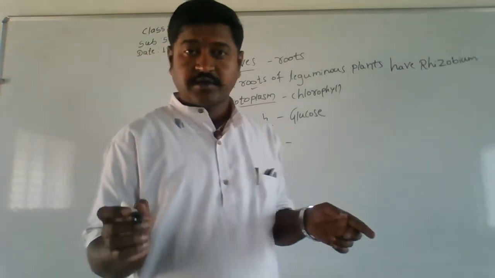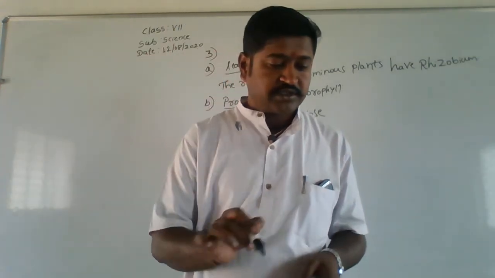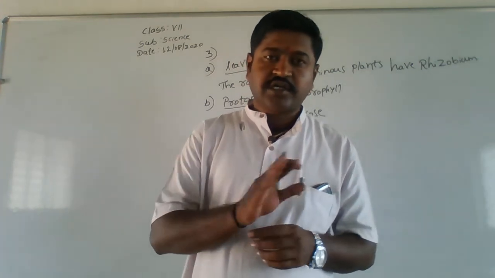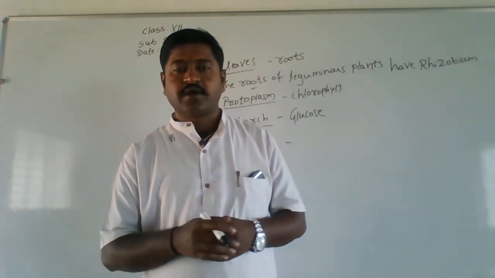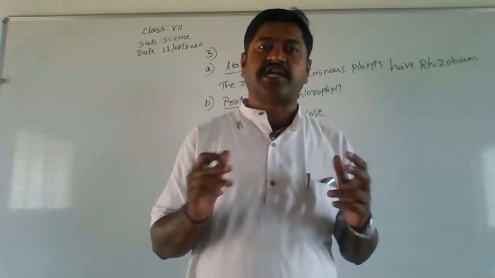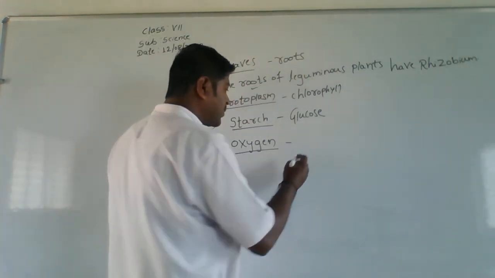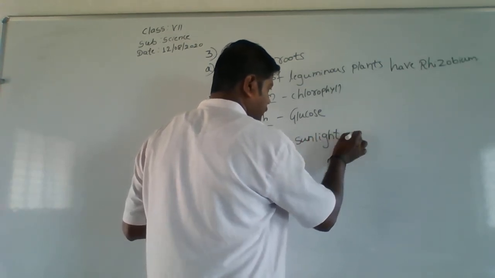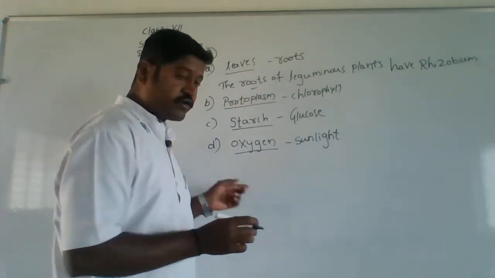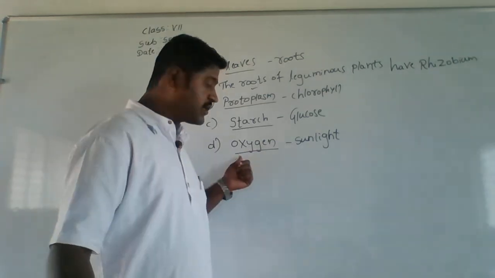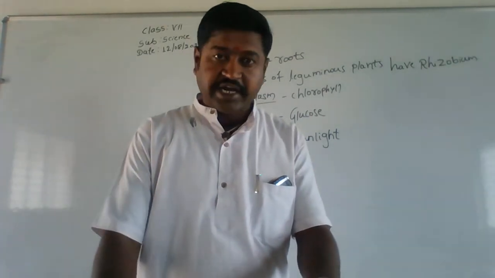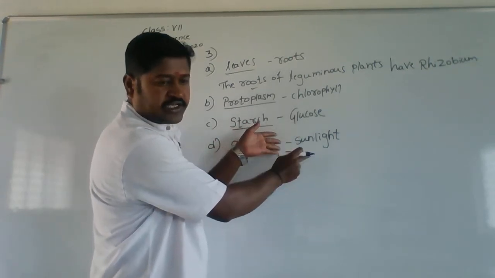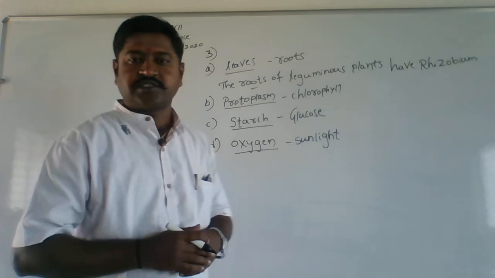What do you have to write? Didn't understand? See the question. Chlorophyll traps oxygen. Is this true or false? Chlorophyll is not going to trap oxygen. Chlorophyll is going to trap sunlight. So what is the answer instead of oxygen? It is sunlight. Okay. So what do you have to write by changing this underlined word? Chlorophyll traps sunlight. Chlorophyll is going to trap sunlight for photosynthesis.